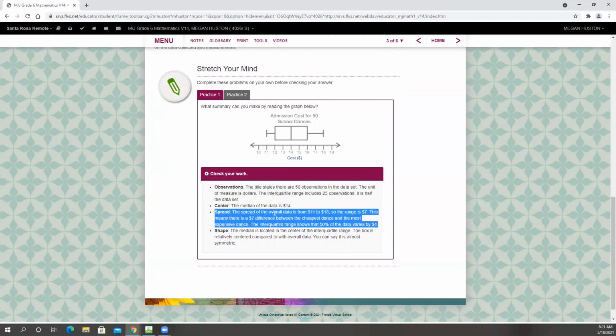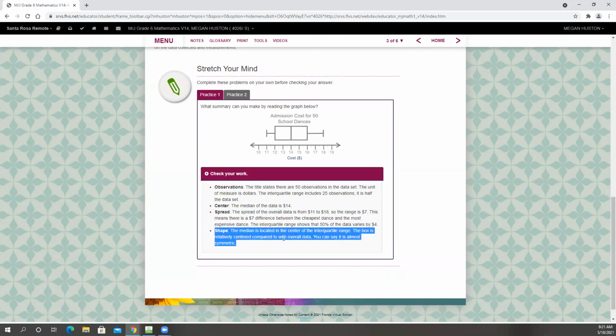The spread of the overall data is 11 to 18, so our smallest value is 11 and biggest is 18. So 7 would be the range; 18 minus 11 gives us 7. This means there's a $7 difference between the cheapest dance and the most expensive dance. The interquartile range shows that 50% of the data varies by $4. Q3 was 16, Q1 was 12, so 16 minus 12 gives us 4.